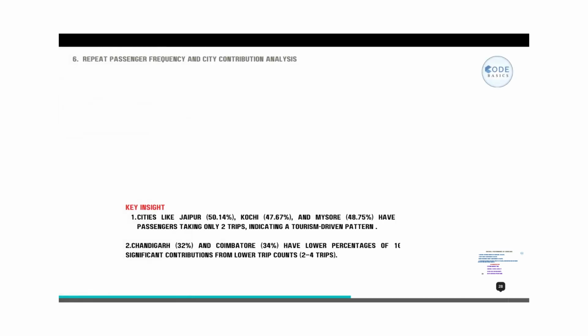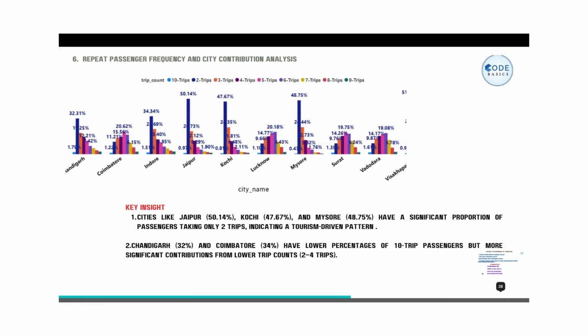Question number 6 is repeat passenger frequency and city contribution analysis. From this we can find that cities like Jaipur, Kochi and Mysore have a significant proportion of passengers taking only 2 trips, indicating a tourism-driven pattern. Chandigarh at 32% and Coimbatore at 34% have lower percentages of 10-trip passengers but more significant contributions from lower trip counts, that is 2 to 4 trips.